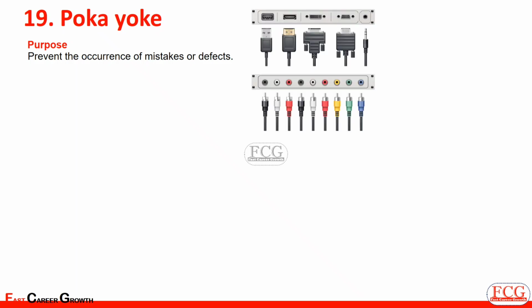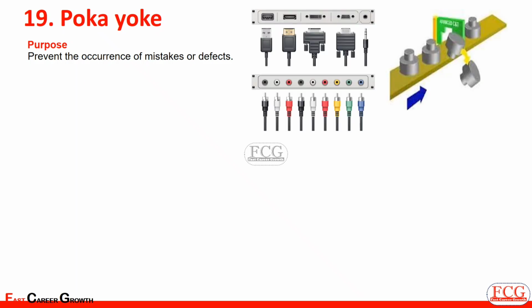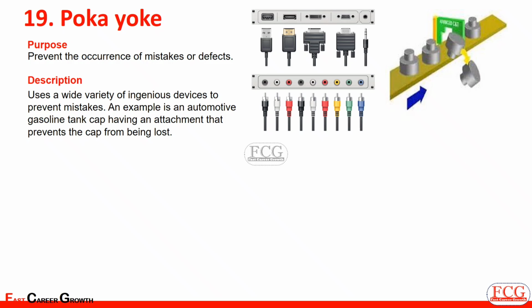The 19th lean manufacturing tool is poka-yoke, or mistake proofing. Its purpose is to prevent the occurrence of mistakes or defects. It uses a wide variety of ingenious devices to prevent mistakes. An example is an automotive gasoline tank cap having an attachment that prevents the cap from being lost.